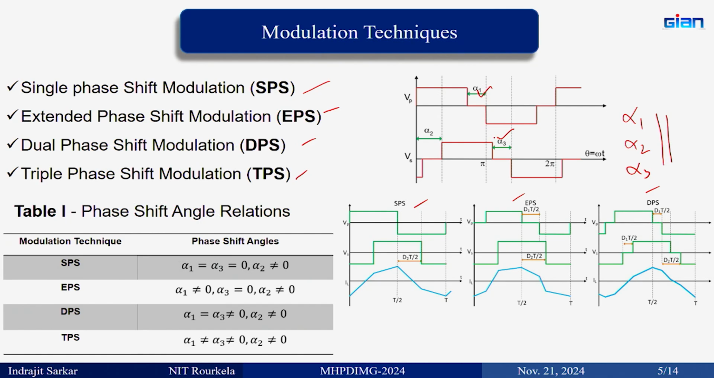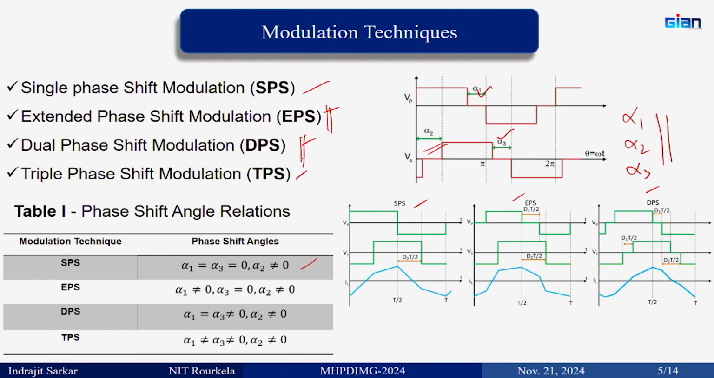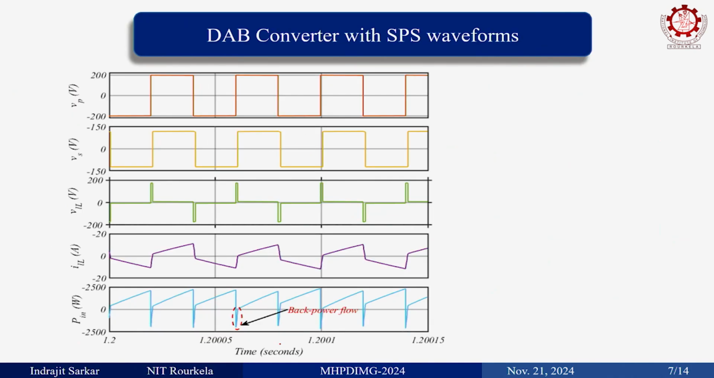Alpha 1 and alpha 3 will be 0 for SPS, and you play with alpha 2 and see whether the power flow can be achieved or not. You can also see whether there is the negative back power flow that I talked about in SPS, and how this back power flow can be minimized in EPS. In DPS you can see whether we can achieve constant voltage charging or not, and then TPS, where both internal delay angles are not the same, and there is an external phase angle as well.